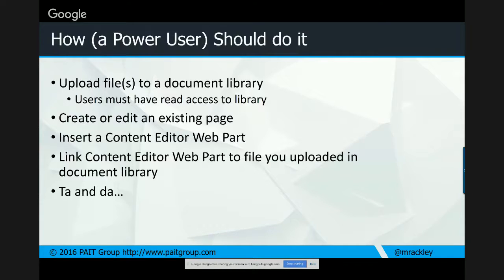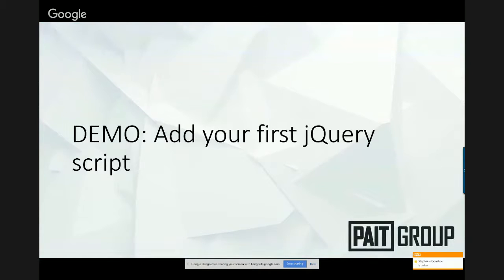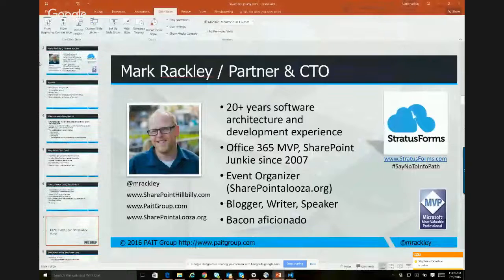So as a power user, what you're going to be doing is uploading a file or files to a document library somewhere. You want to make sure that your users have read access to this document library. Then you're going to create or edit a page in SharePoint, drop a web part on that page, and point it to the script we uploaded. That's all there is to it from a really basic standpoint. So let's go through a quick demo so you can see how easy it is to get started. Like I said, we're going to go through several demos, and we'll start off with the most basic.